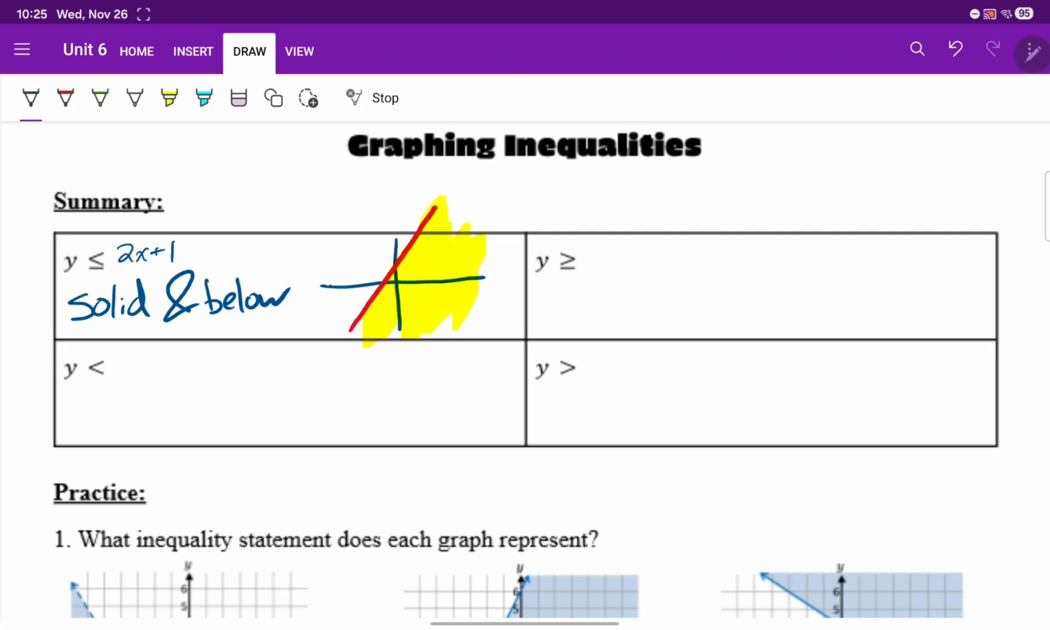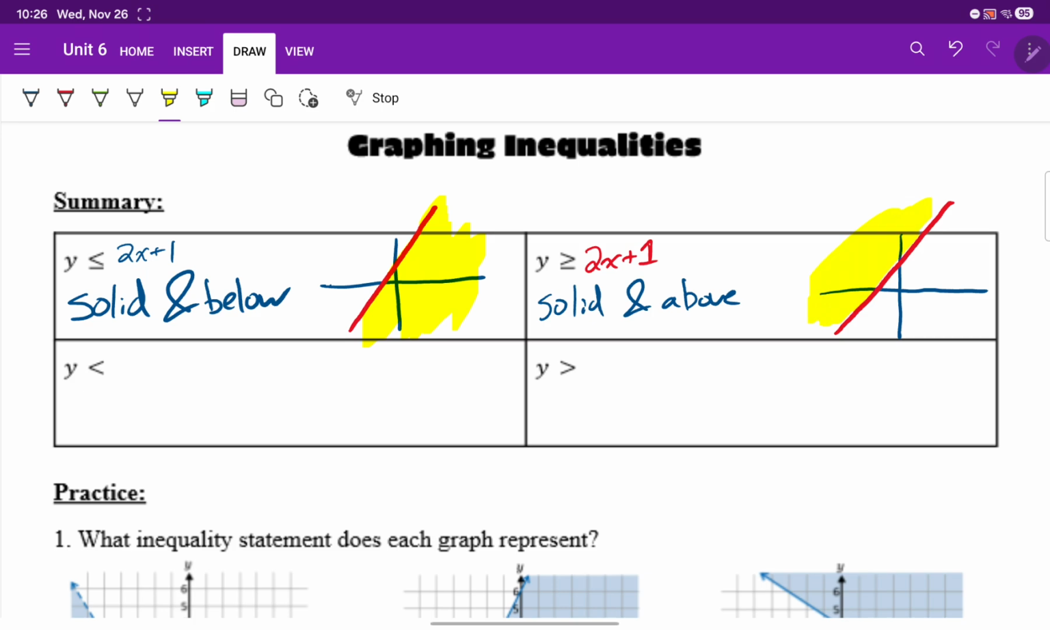In the next one, y is greater than or equal to. So we're going to use the same equation here, 2x plus 1. My line is going to be, again, solid. My graph is still solid because it's equal to. So this one is going to be solid and above. So I'm going to draw a solid line, and I'm going to shade above that line.